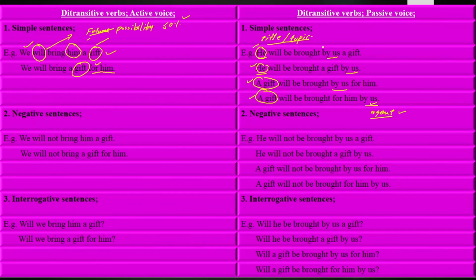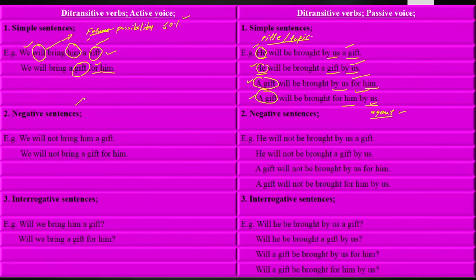Now there are four ways to change them into passive voice. If you bring the indirect object first, keep in your mind, "by us" comes at the beginning, "gift" at the end, or "gift" at the beginning, "by us" at the end. And if you want to bring the direct object at the beginning, so "by us" will come first, "him" at the end, and "him" at the beginning, and "by us" at the end. Now: he will be brought by us a gift, he will be brought a gift by us, a gift will be brought by us for him, a gift will be brought for him by us.